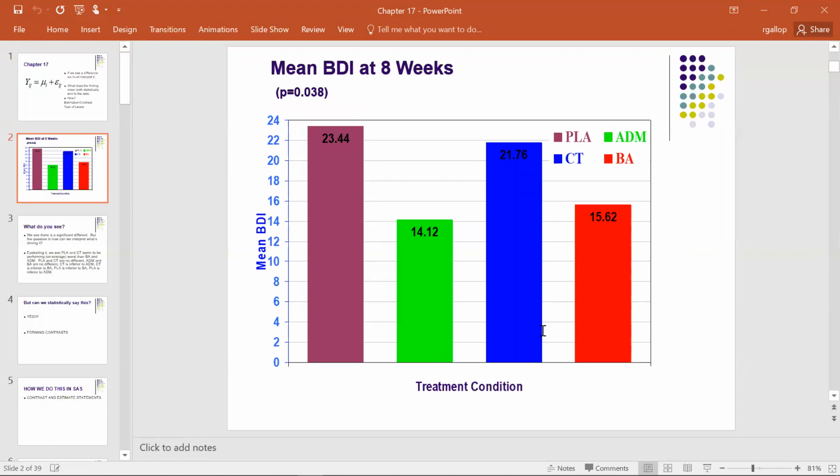Here's an example from a depression trial. So you guys are going to see me talk about a lot of these trials throughout the course.